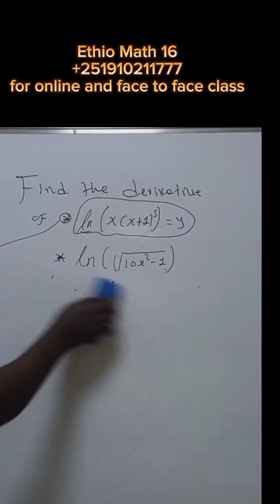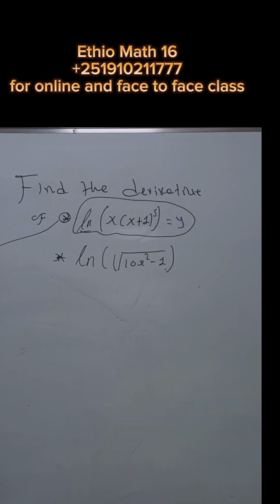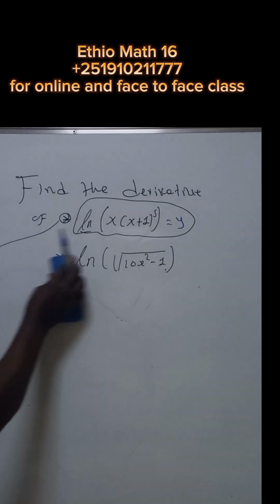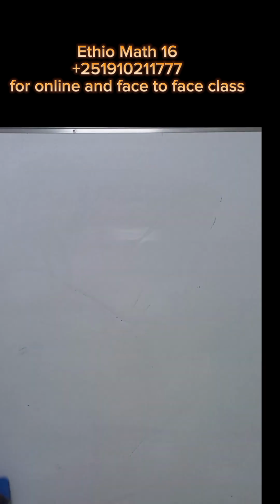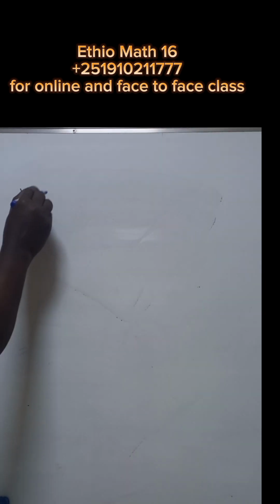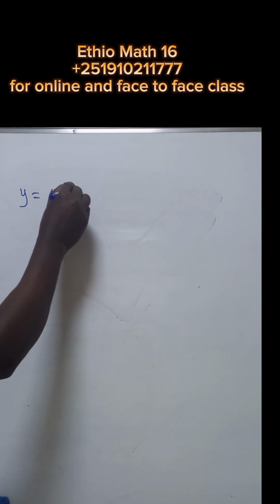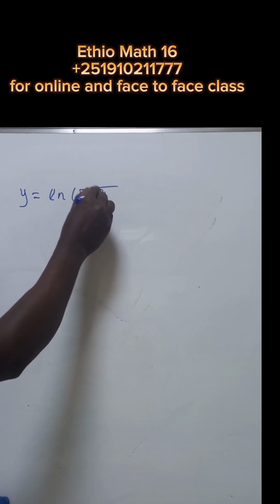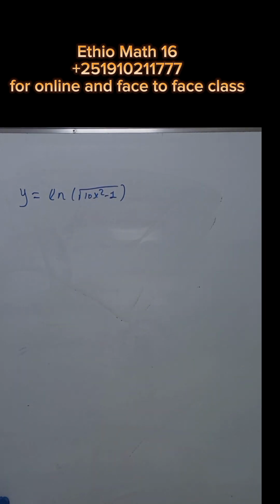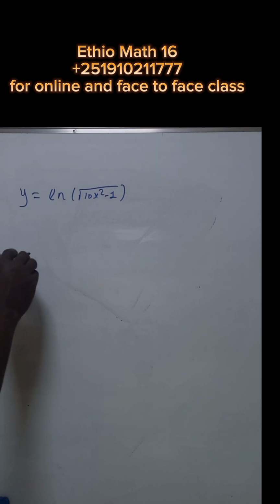Let's continue with the second problem and see how we are going to find its derivative. Let's recall: y is equal to ln of the square root of 10x squared minus 1. How do we find the derivative of this problem? First, let me remind you how we find the derivative of this kind of function.